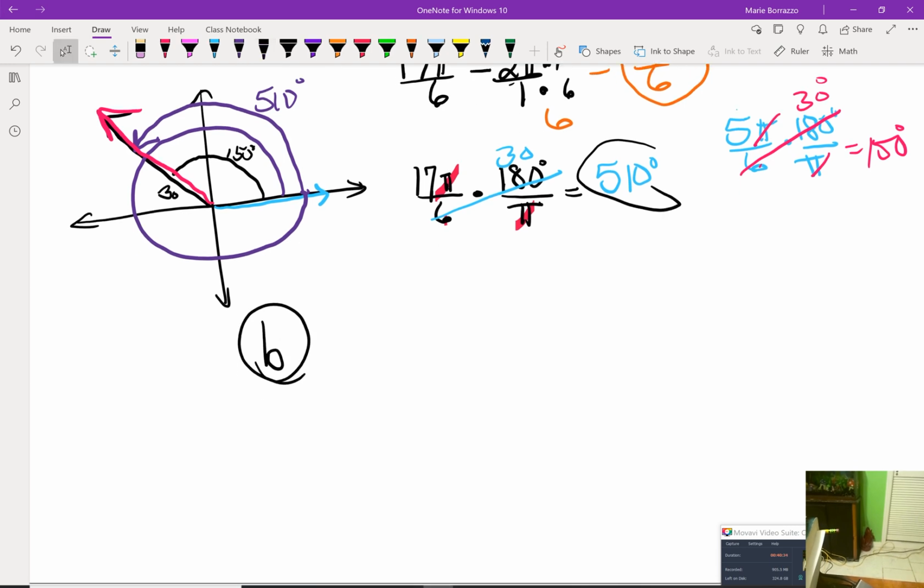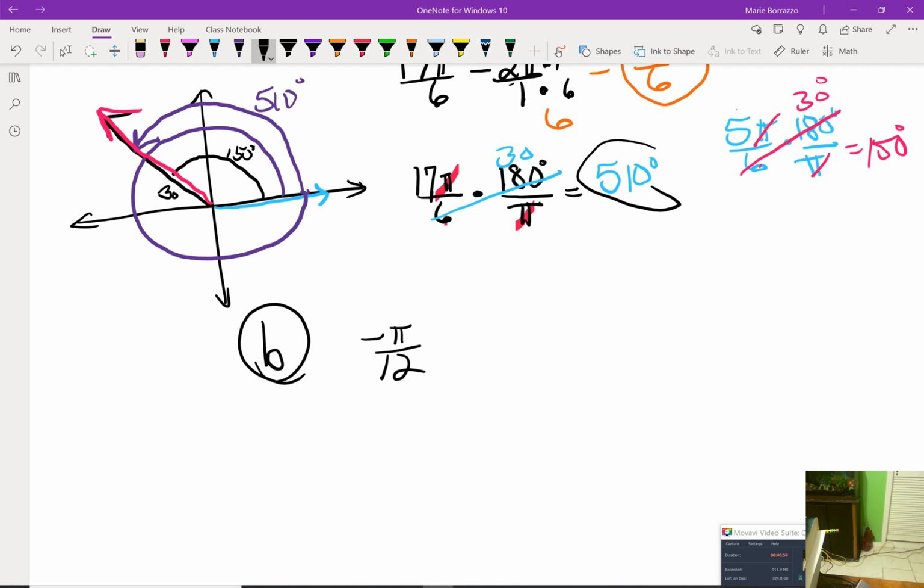Let's look at example B. In example B, we are given a radian measure of negative pi over 12. Just keep in mind we're trying to find a positive angle less than 2 pi that is coterminal with respect to this angle.